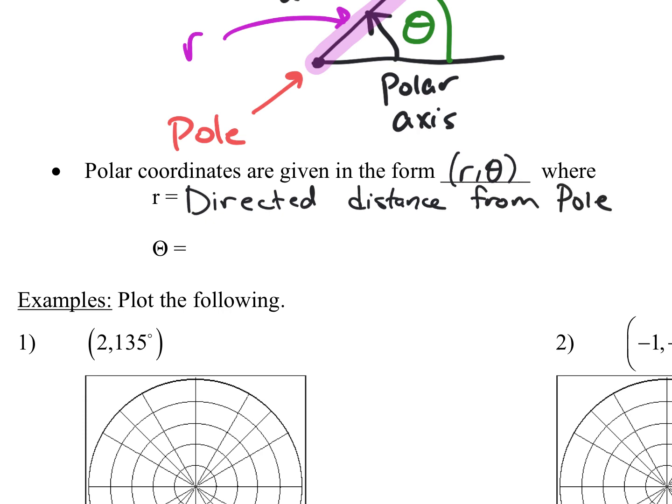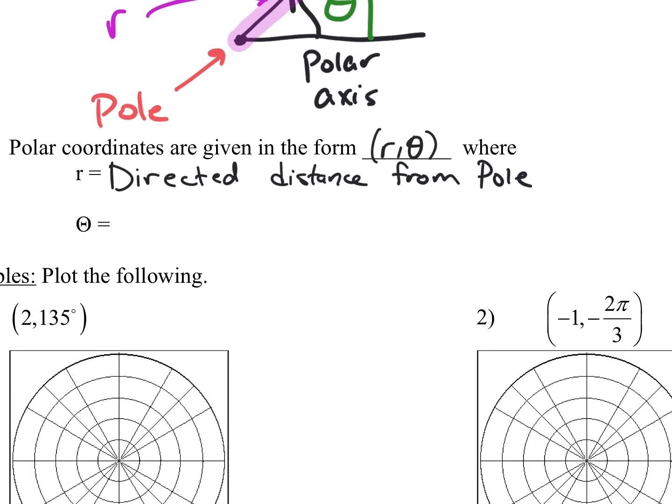R kind of reminds me of a radius, and we could think about it very similarly, right? We know that the radius is the distance from the center of a circle to the edge, and similarly, this directed distance from the central pole will be our r value. This value can be positive. It can be negative. It can be 0. It's kind of rare that we'll see that, but we will see some examples of each.